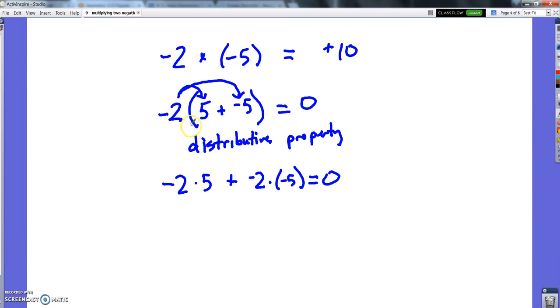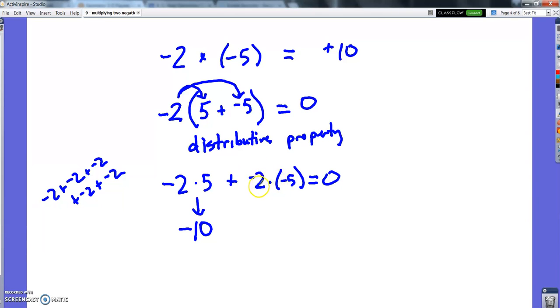So if 2 times 0 has to be 0, all this still also has to be 0 too. If I do negative 2 times 5, and I do negative 2 times negative 5, that has to equal 0. Right? So this we know how to do. We know negative 2 times 5 from the last lesson is negative 2 plus negative 2 plus negative 2 plus negative 2 plus negative 2. I can use good old repeated addition. And we already know that that is negative 10.